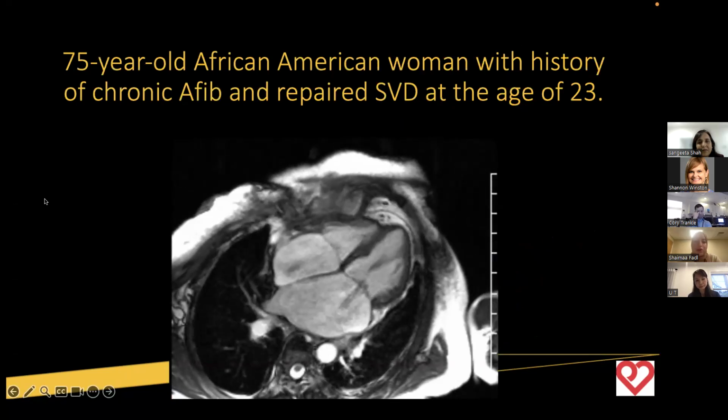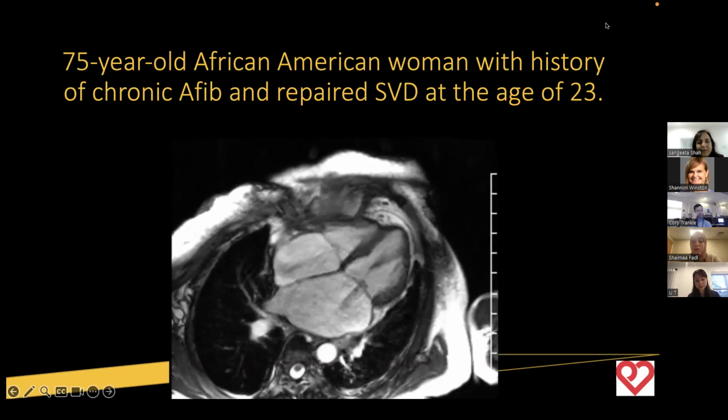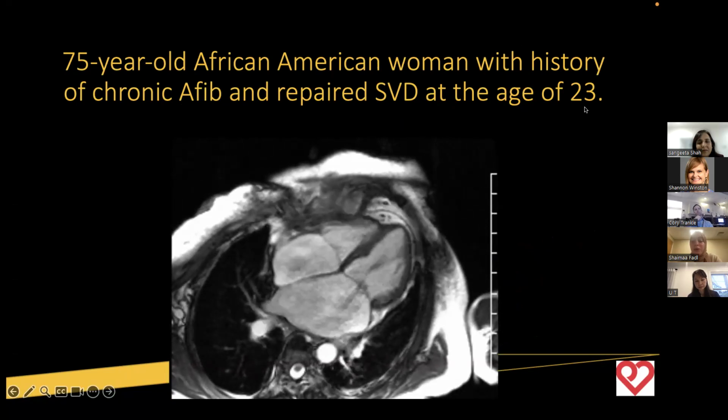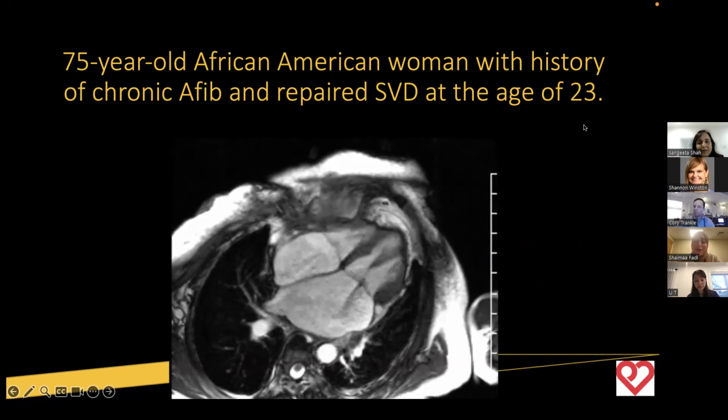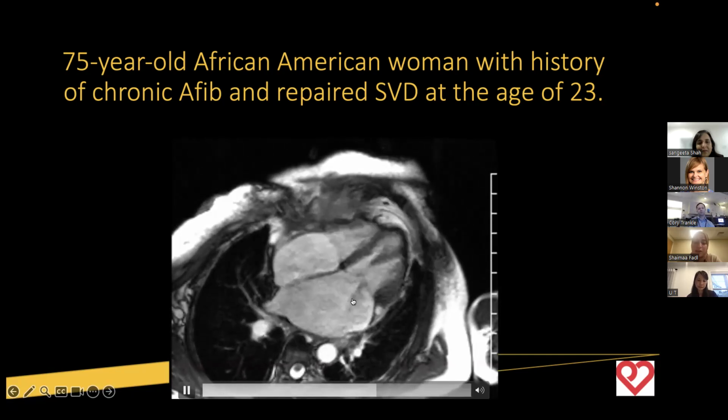This is the third patient, a 75-year-old African-American woman, referred for evaluation with a history of chronic AFib and a repaired sinus venosus defect at the age of 23. The steady state free precession images show significant left atrial dilation and also some right atrial dilation. There is significant mitral valvular regurgitation as well.